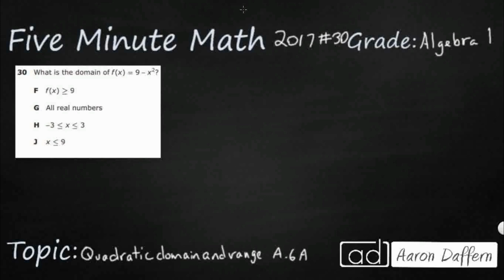So we simply need to find the domain of this quadratic, f of x equals 9 minus x squared. So let's define the terms real quick. The domain, which is what we're looking for, is going to be all of your independent variable values. And we typically will just say those are your x values. So that's what we're looking for.